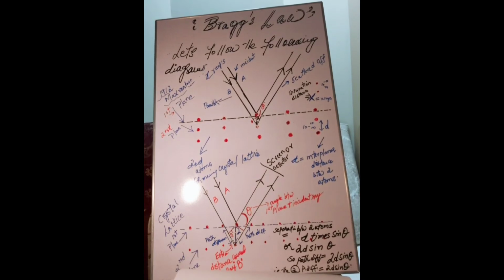how the second ray covers the extra distance, and then how the separation between the two atoms equals d times sine theta, or 2d sine theta, and which is also called the path difference. It is calculated and equals 2d sine theta, that is, the path difference equals 2d sine theta. So I hope that you will find this video interesting to share, interesting to learn, and interesting to follow.